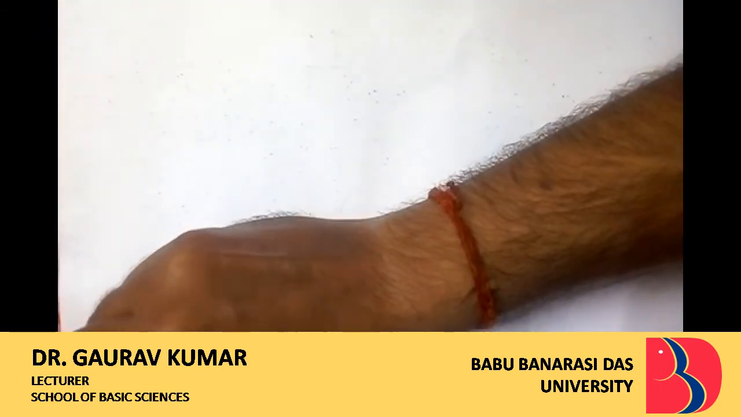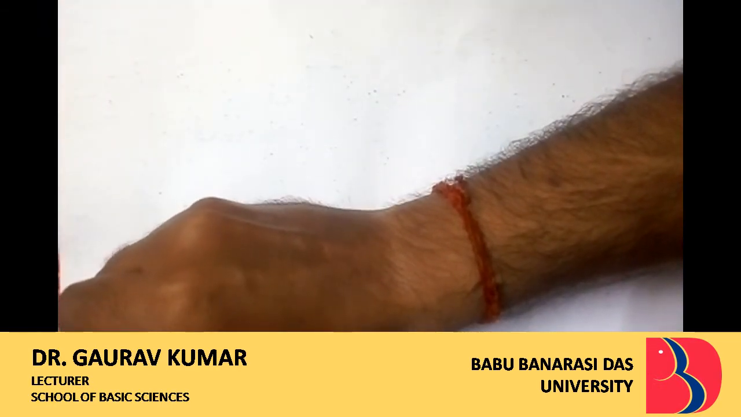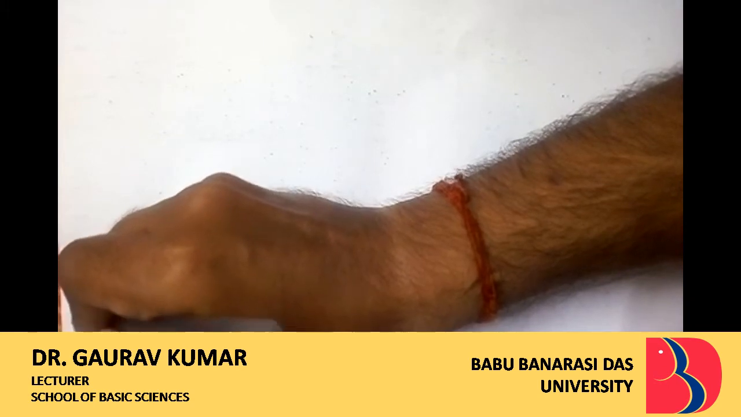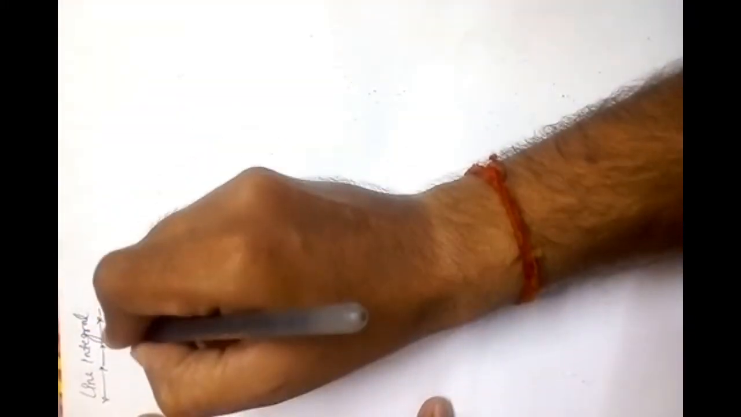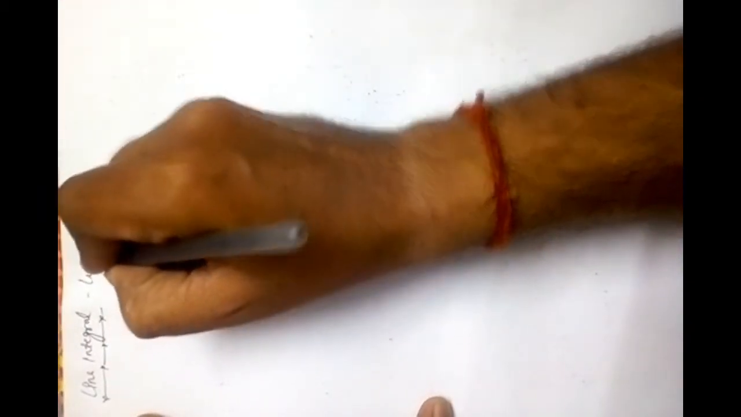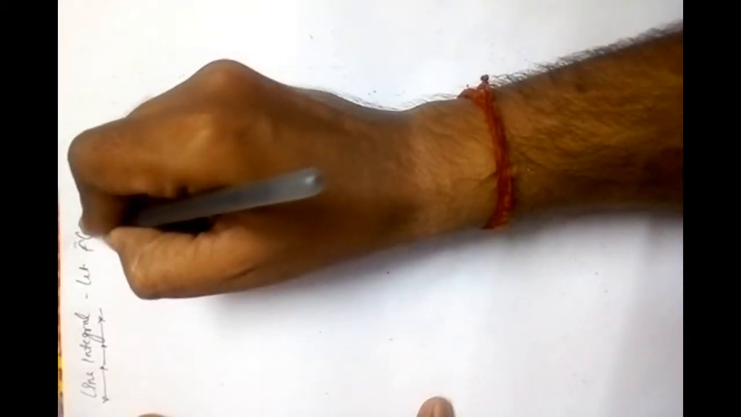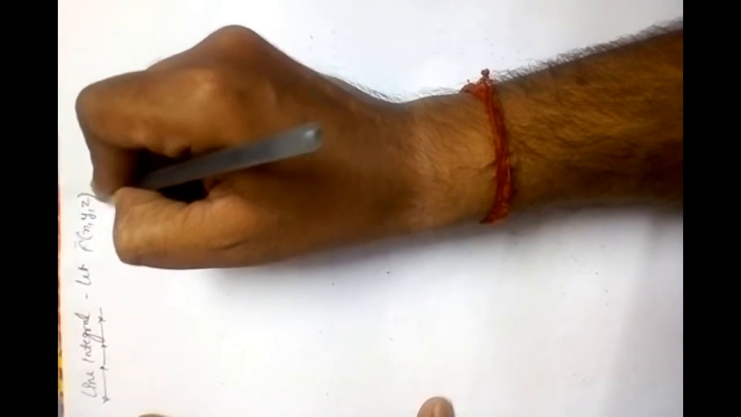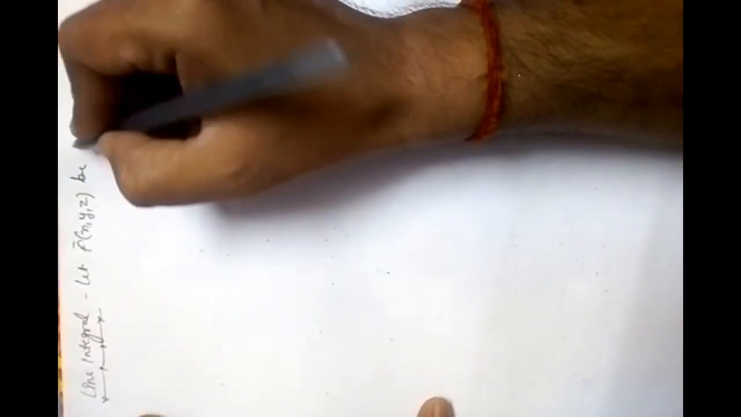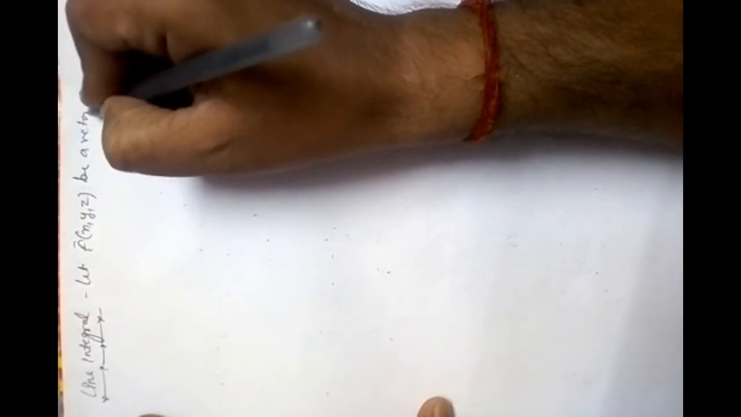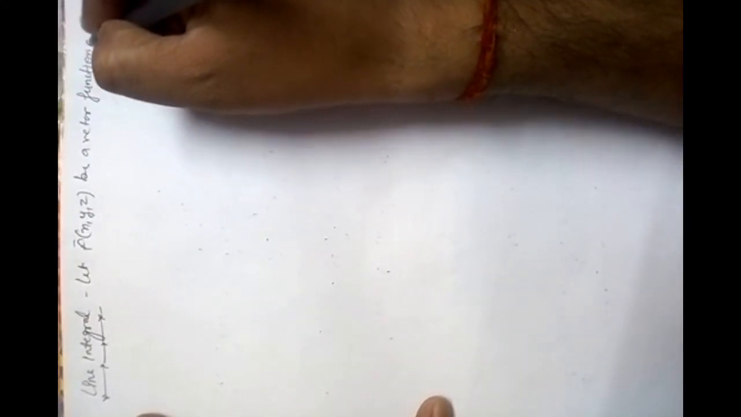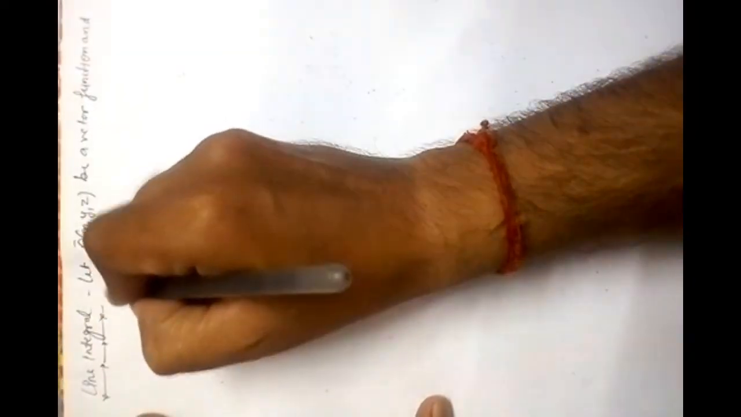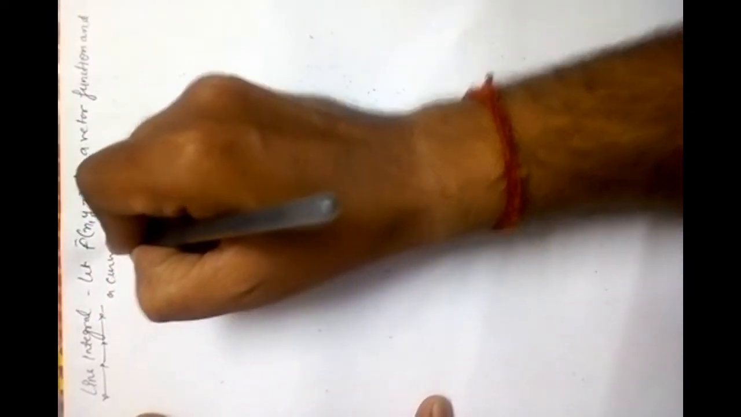Line integral. Okay, let vector F(x, y, z) be a vector function and a curve AB.